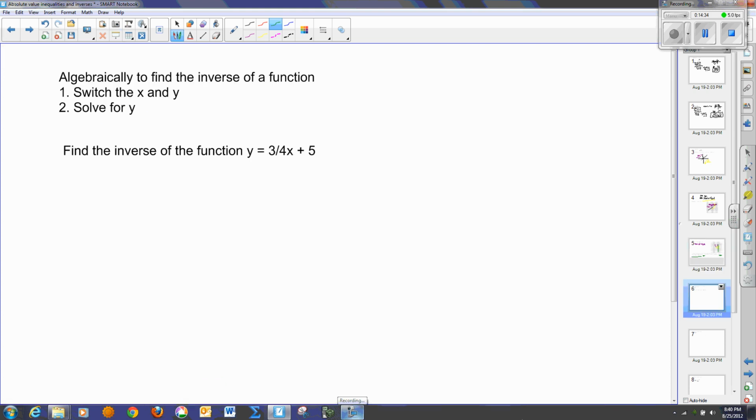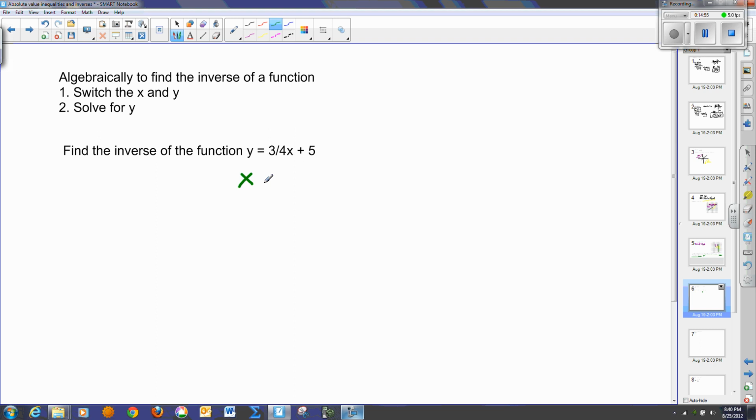Now, we've already done this earlier this year, but we're going to jump into a little more difficult problem. If we want to take a look at inverses algebraically, there's two steps. One, you switch the x and the y value, then you solve for y. So here I have a function y equals 3/4 x plus 5. If I want to find the inverse, first I will switch the x's and the y's.